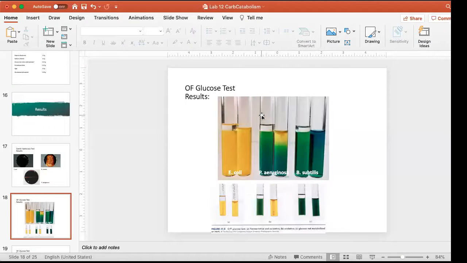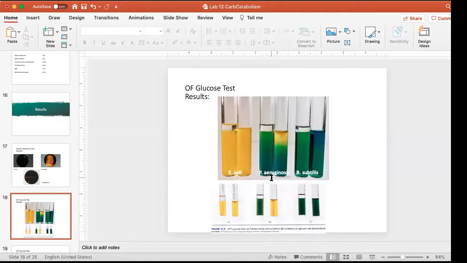We just don't take Pseudomonas out in 24 hours. We let Pseudomonas cook in the incubator for a couple of days. It's just a slow grower in this medium. But if I come back in a few days, that tube's going to be all yellow because that's an organism that can do aerobic cellular respiration. Now, what about the fermentation tube? All green. Pseudomonas cannot ferment glucose.